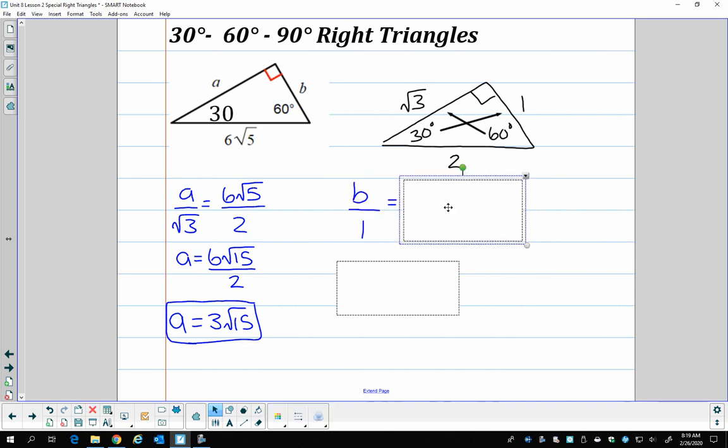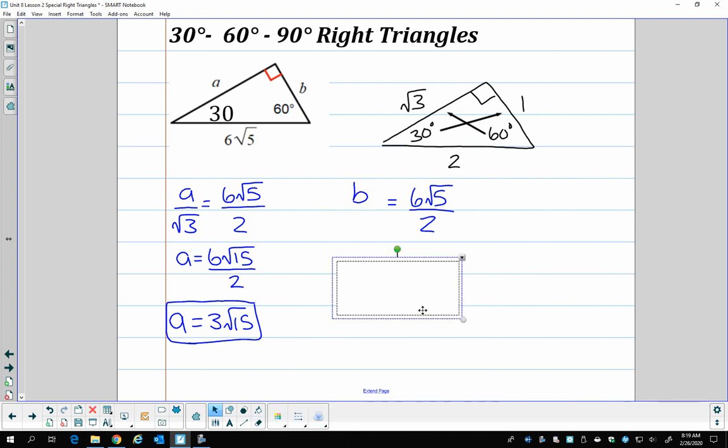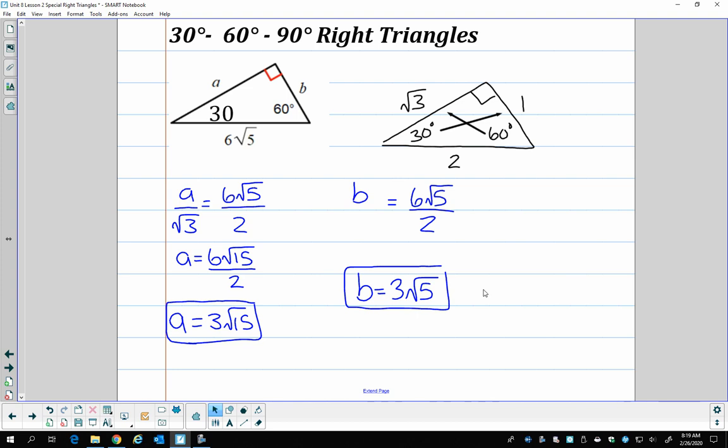Do the same thing to find b. b over 1 is equal to 6 root 5 over 2. Just like with our isosceles right triangles, that divided by one thing doesn't really matter. Now we can just simplify dividing 6 by 2 to get 3 root 5. So it's important to always draw your reference triangle correctly. It's even more so when we have a 30, 60, 90 right triangle because all three sides are different and they're labeled specifically. The side across from 30 is always 1. The side across from 60 is always root 3. The hypotenuse is 2.